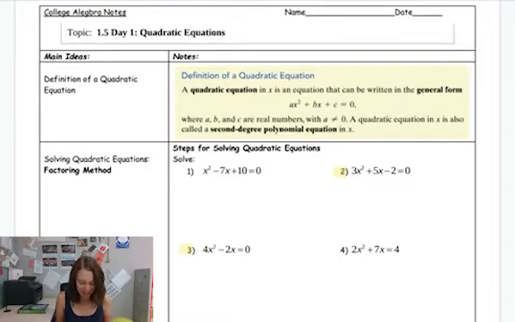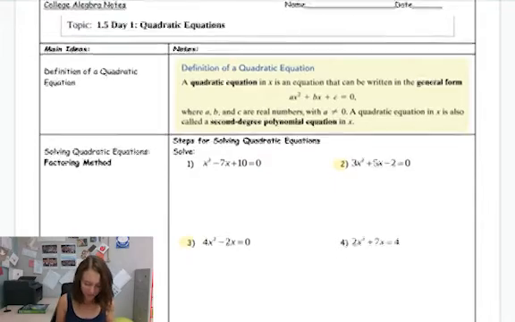So let's get started. A quadratic equation, anyways, is an equation in the form ax squared plus bx plus c equals 0. It can be in a different form, but really what we're looking for is that x squared in there being the highest degree of the polynomial. That's going to make it a quadratic equation.